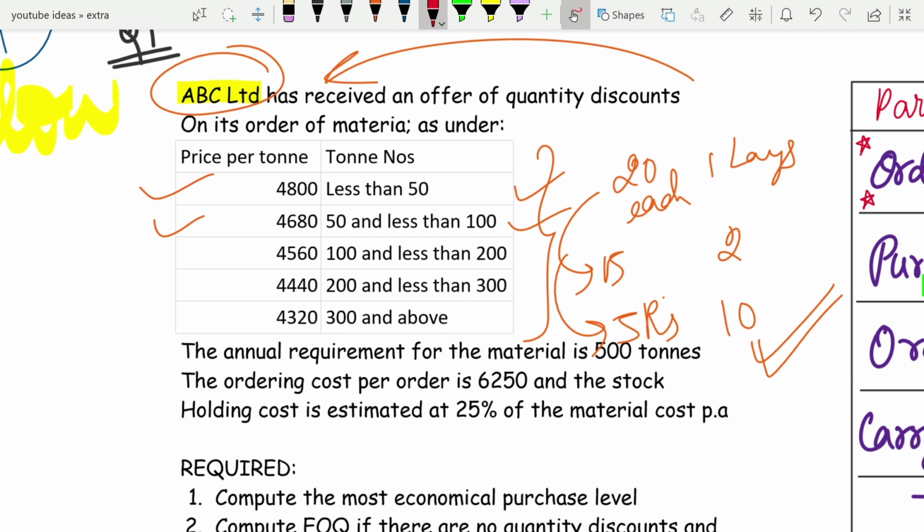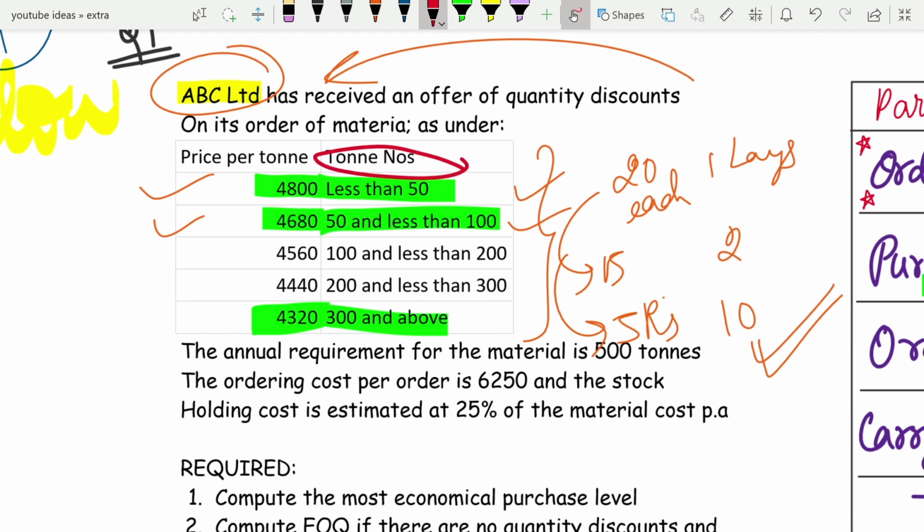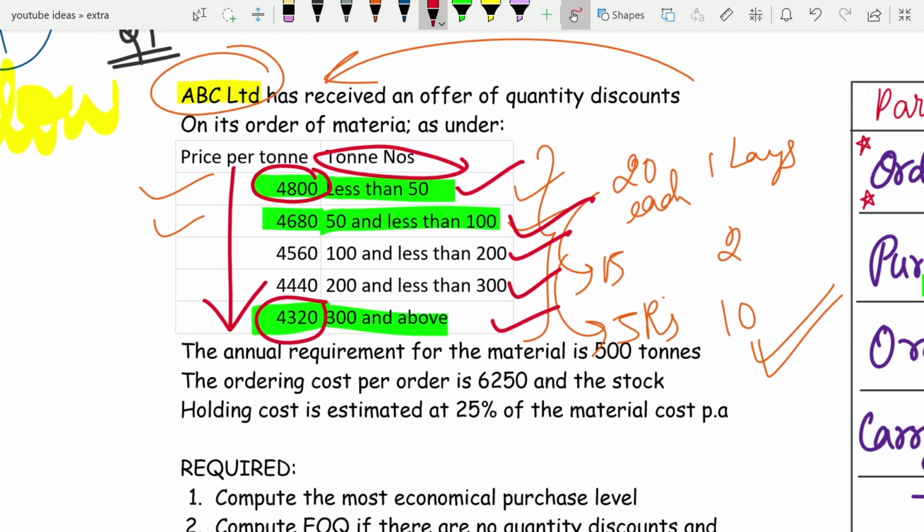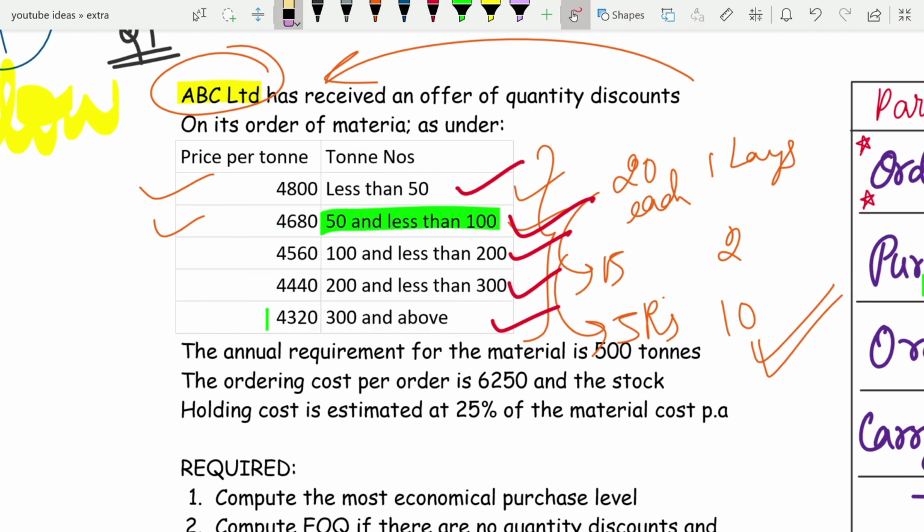What he says is that if your order quantity is less than 50, then your price will be 4,800. If your order quantity is 50 and less than 100, it will be lesser than 4,800, which is 4,680. If it is going to be 300 and above, it is going to be 4,320. See, here you can see it is the same raw material only. But due to the increase in order quantities, what has happened? The rate has reduced. The price per ton has reduced. It has reduced from 4,800 to 4,320. Okay. So this is the catch in the question.